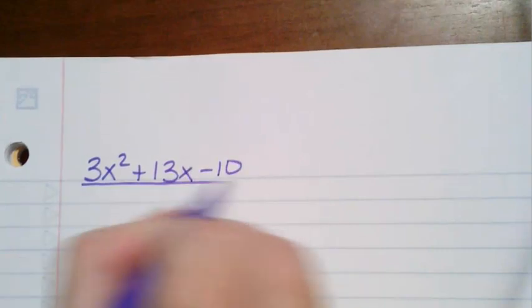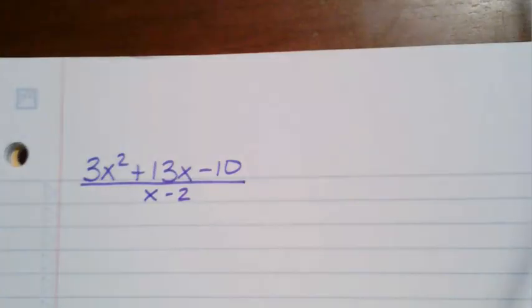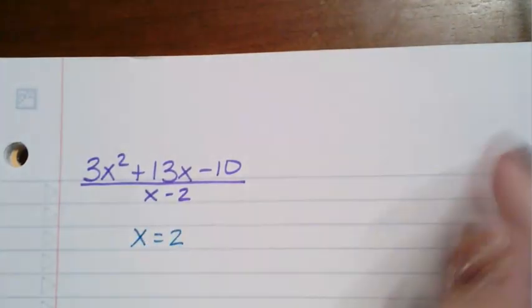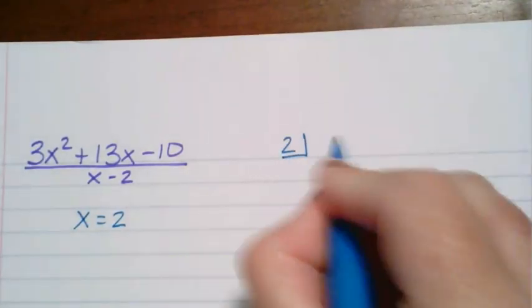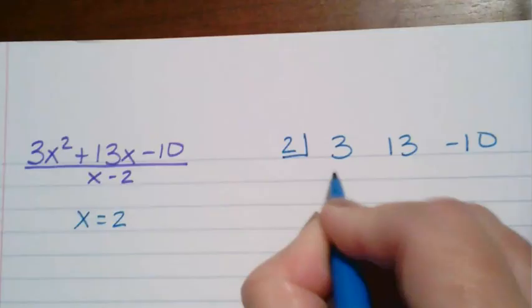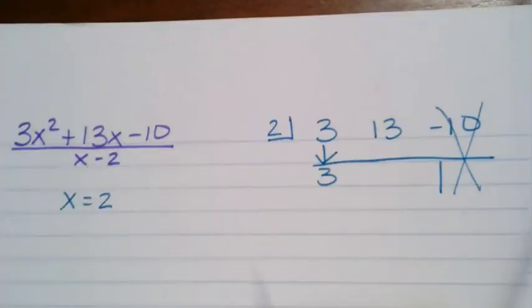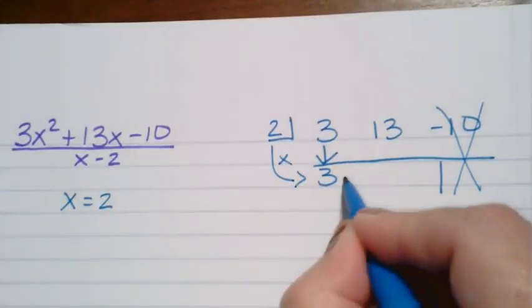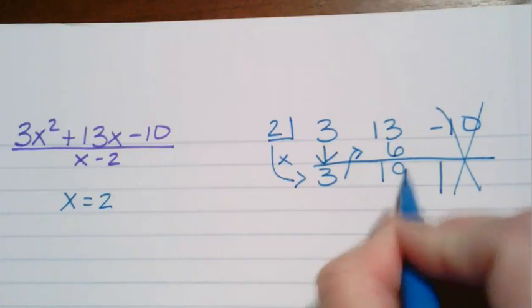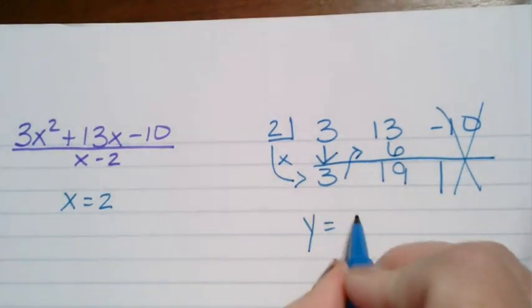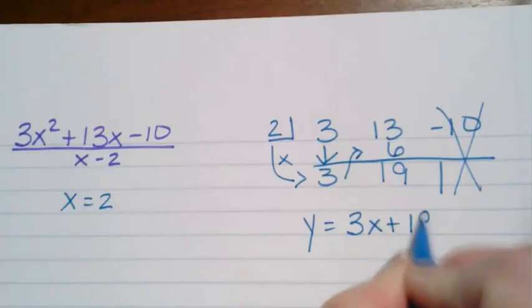Okay, so 3x squared plus 13x minus 10 over x minus 2. Oh, this one's lovely because we do not have to divide anything at the bottom, so it's just going to be x equals 2. So 3, 13, and negative 10. Bring down your 3. We don't worry about the remainder. So we multiply and put the answer here, add straight down, and get 19. So my final answer is 3x plus 19.